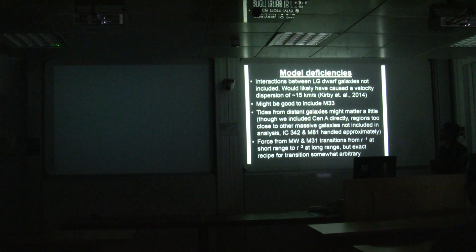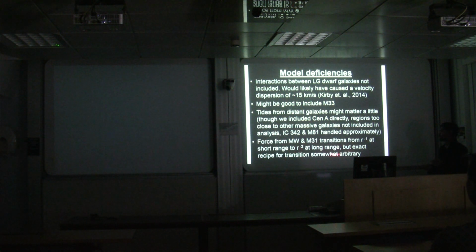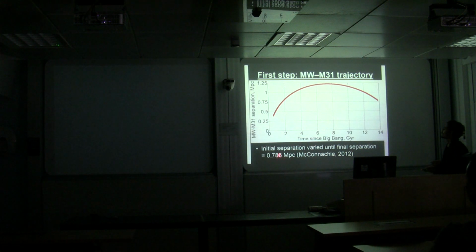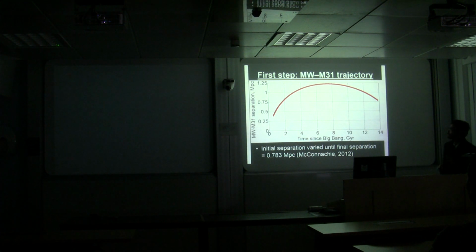So I've already mentioned how we transition the force from r inverse to r to the minus 2, but the exact recipe is somewhat arbitrary. The first step here is to solve the Milky Way Andromeda trajectory. So you start with some variable like initial separation. You vary it until you match the right final separation of 783 kiloparsec. The error margin on that is about 1 part in 30. And that is the first step, obviously, because this tells you the gravitational field in the local group.